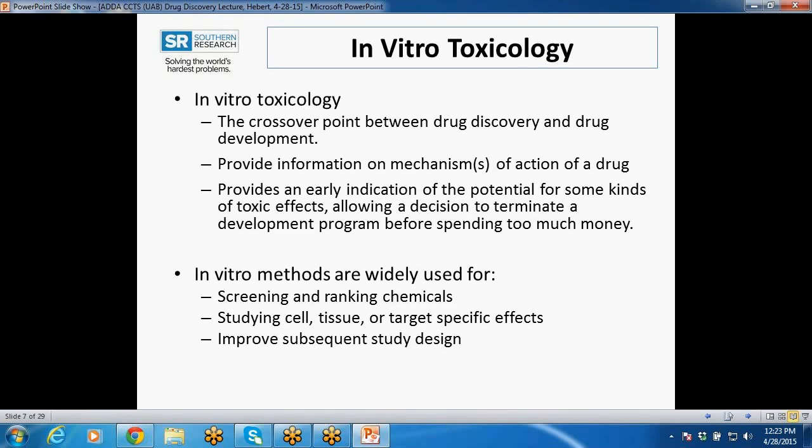In vitro methods can help you study cell, tissue, or target-specific effects, and the results of your in vitro testing help you to refine the subsequent study designs.